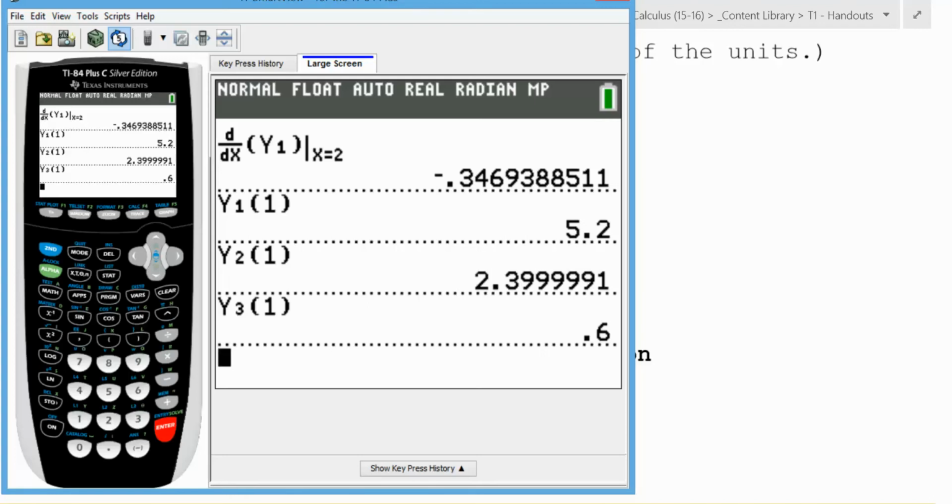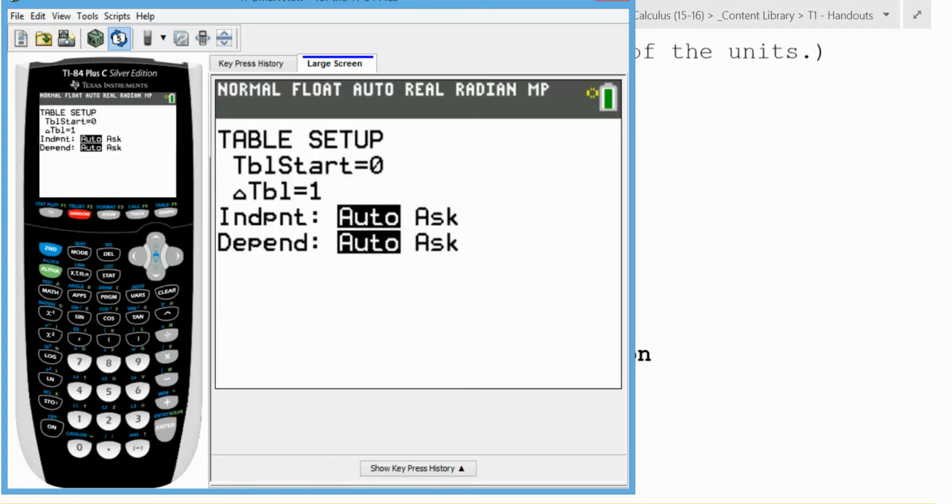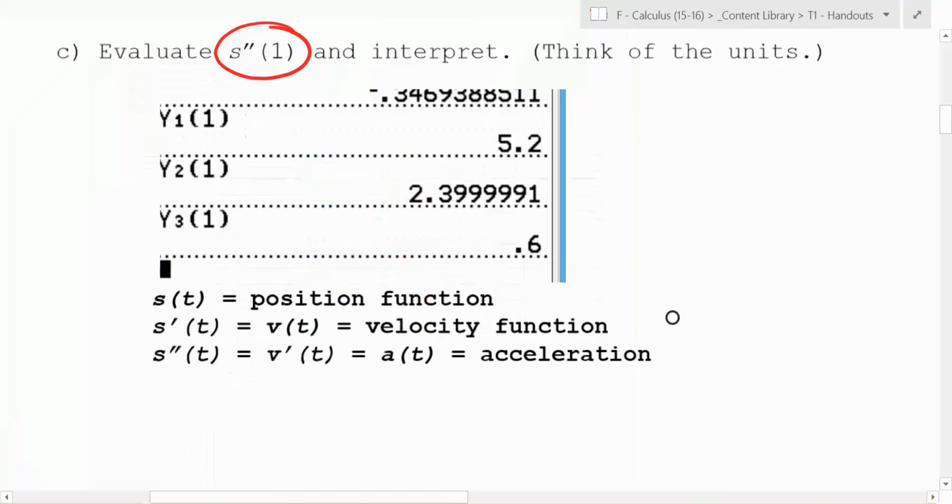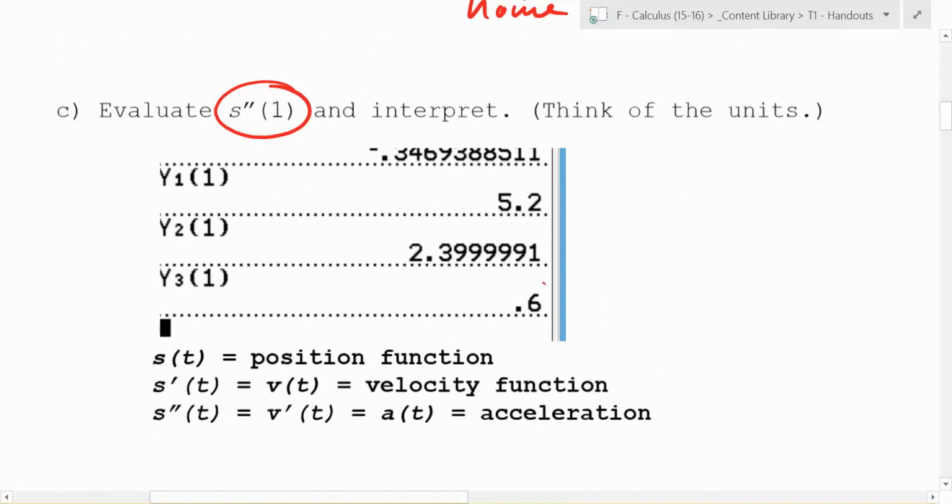Instead of doing each of these individually, I could have done table set, started it at 1 and maybe done a delta of 1, and then I do second table. What am I going to get on my first row? Oh, let's see, there we go. What did I get on my first row? 5.2, 2.4, and 0.6. You can do all 3 at the same time on your table that way. It's another way to do it. So what is acceleration? This is the rate of change of what? So what you're showing right there is derivative.